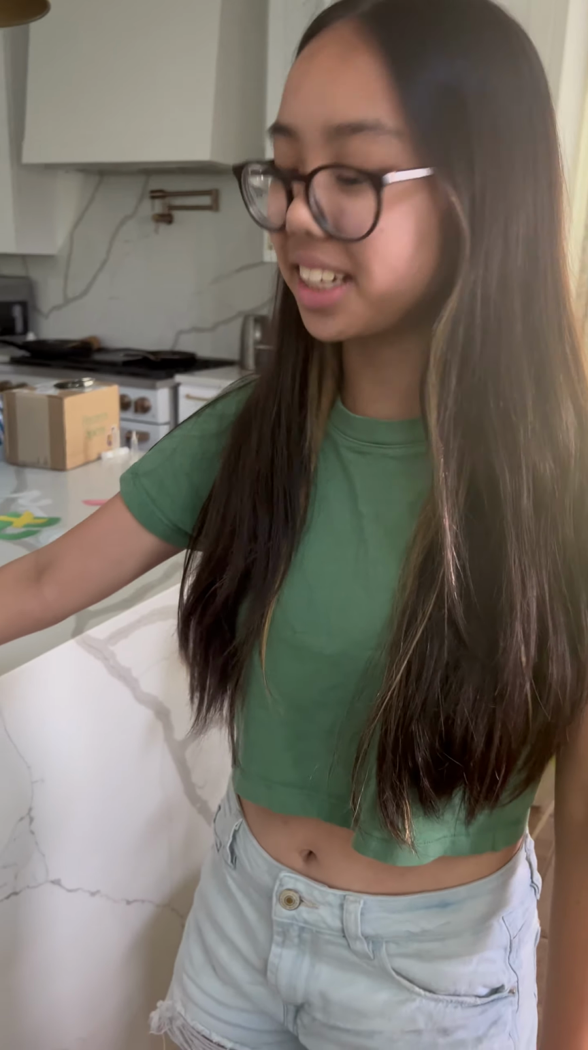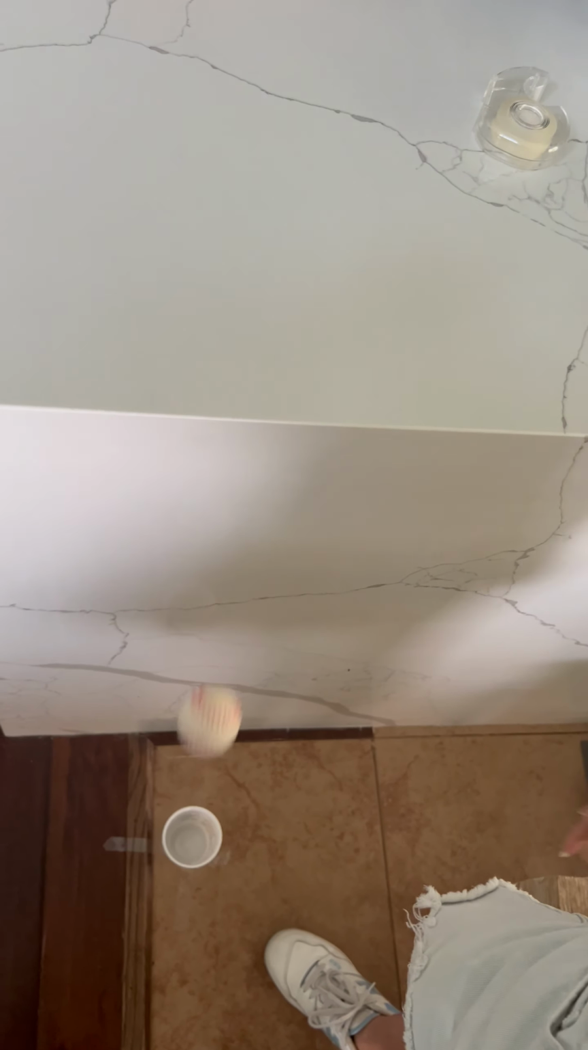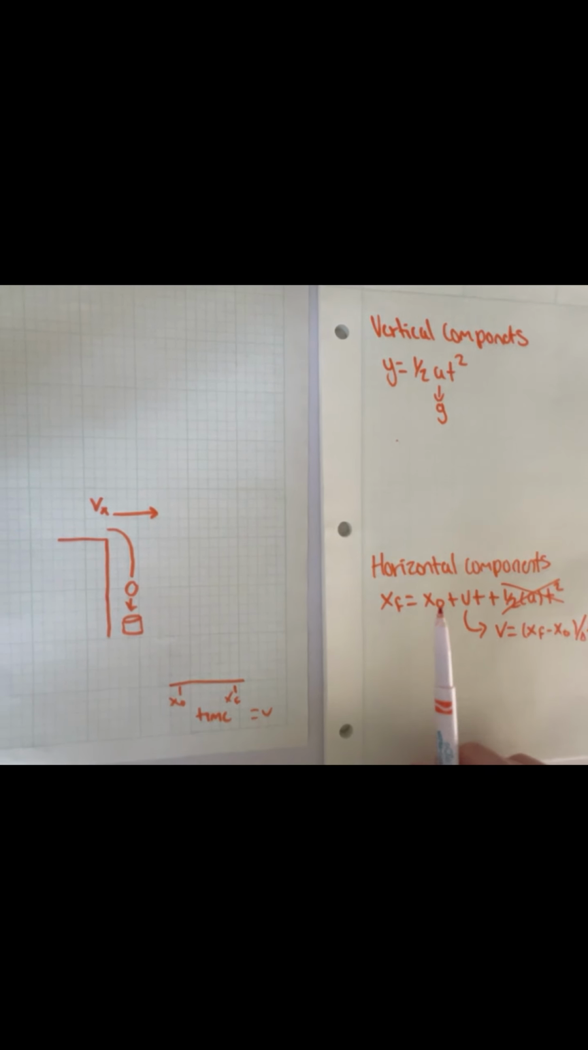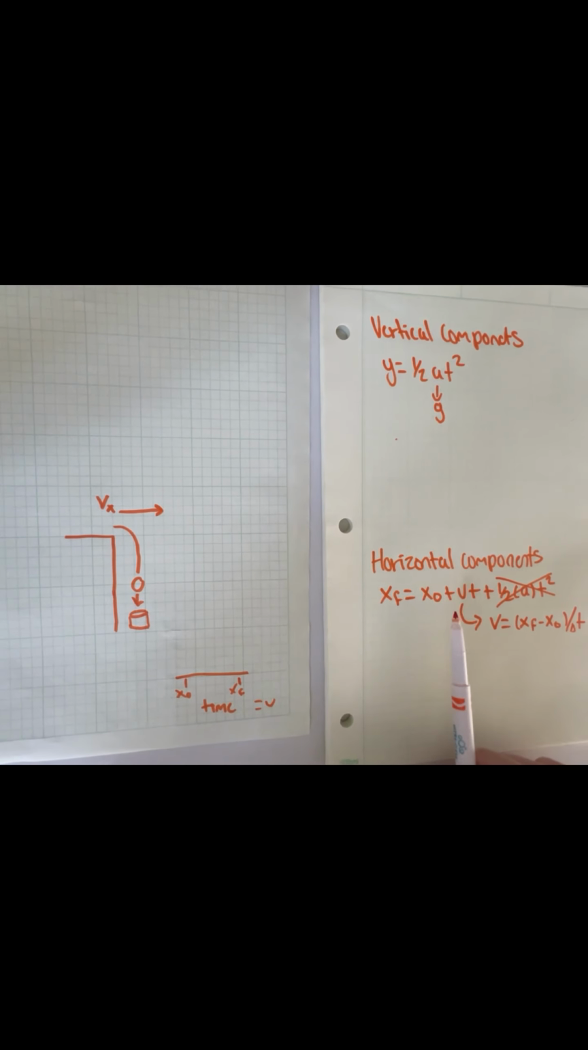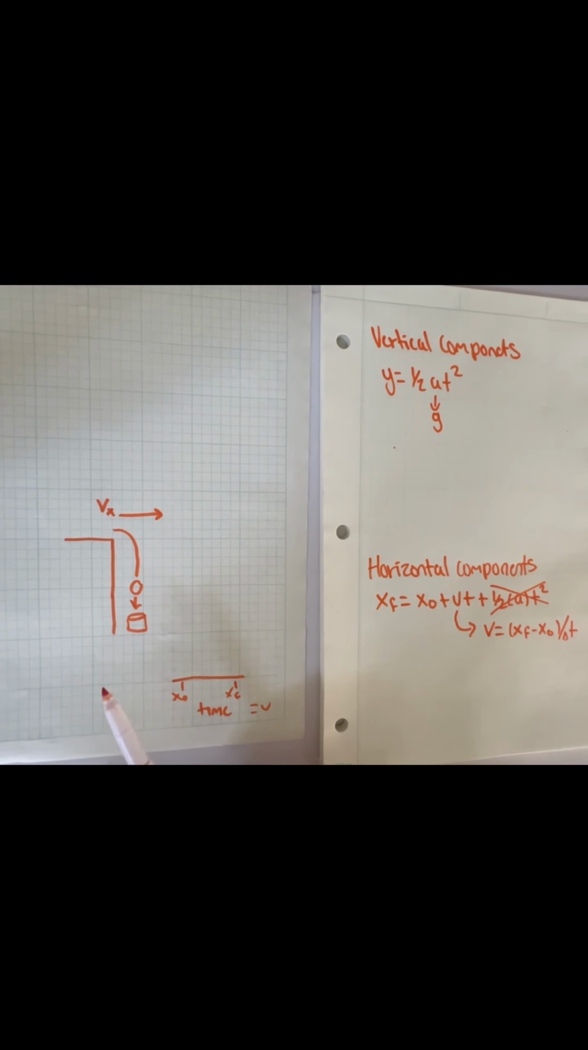This is a horizontal projectile motion demonstration that can be done in class. The x final will be the distance that you're looking for at the end to land inside the cup. The x initial is where you started rolling the ball.